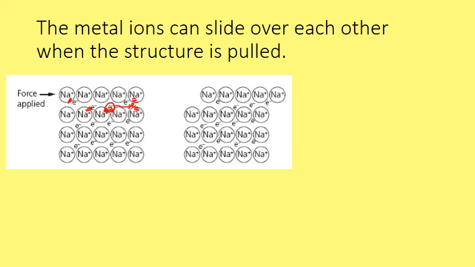So if you applied a force, you could easily move the layer over the underneath layer, and the bonds would reform straight away. So there's no strong bond breaking and bond making process going on, which allows one layer of metal ions to slip over the underneath layer of metal ions.